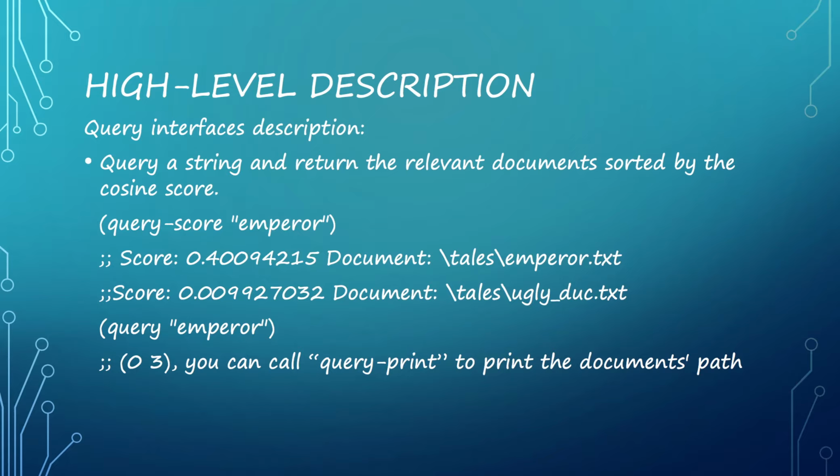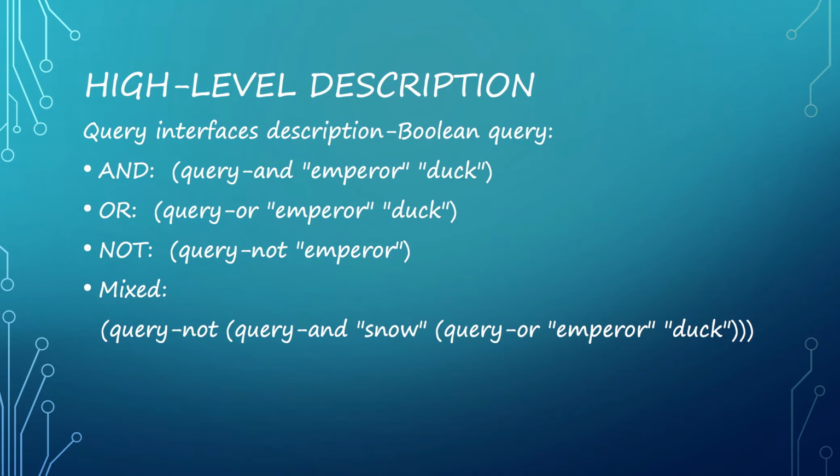There is a normal query interface and three Boolean query interfaces. The normal query interface can query a string and return the relevant documents sorted by the cosine score. Query AND is the intersection of two normal queries. Query OR is the union of two normal queries. Query NOT is the difference between the full site and the normal query. We can also use these functions to implement a mixed query.